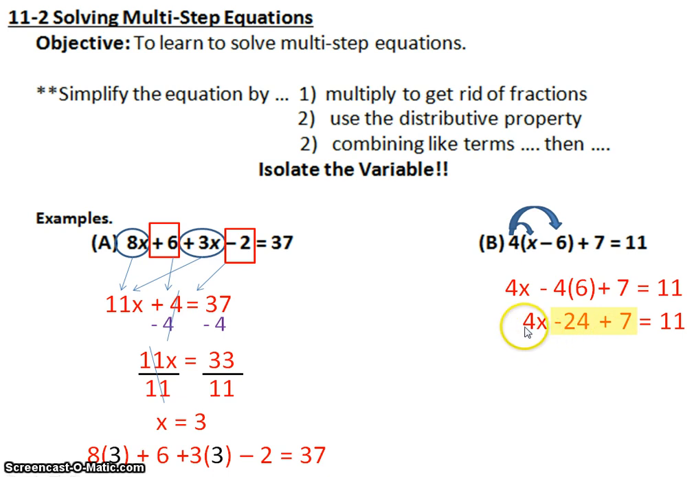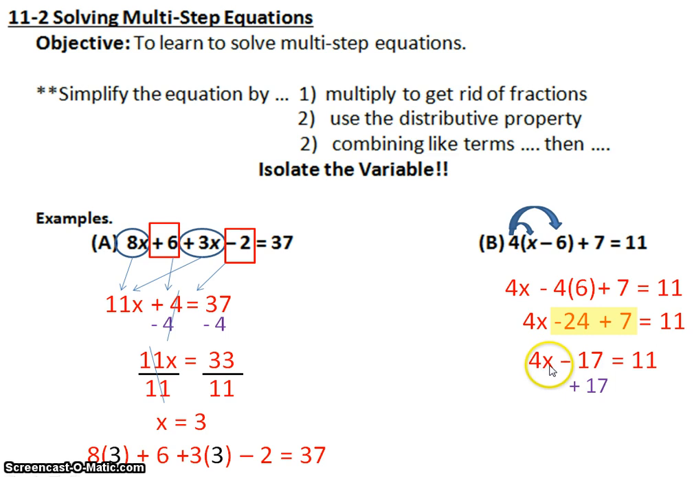Now we're going to take a look at some like terms here. On the left-hand side, 4x does not have a like term, but 24 and 7 are like terms. But remember, I'm going to include the sign in front of the term. So it's not just 24, but it's subtract 24 plus 7. Now I'm going to simplify that. A negative 24 plus 7 will come out to be negative 17. Then I'm going to bring down the first term, which is 4x. The last part of the equation equals 11.